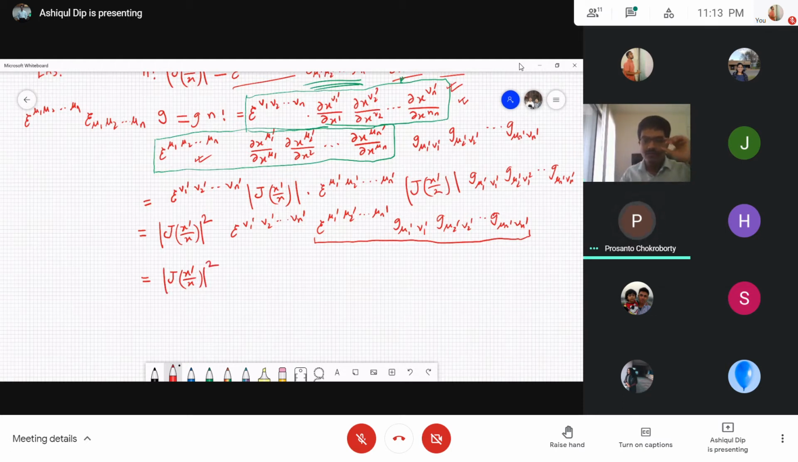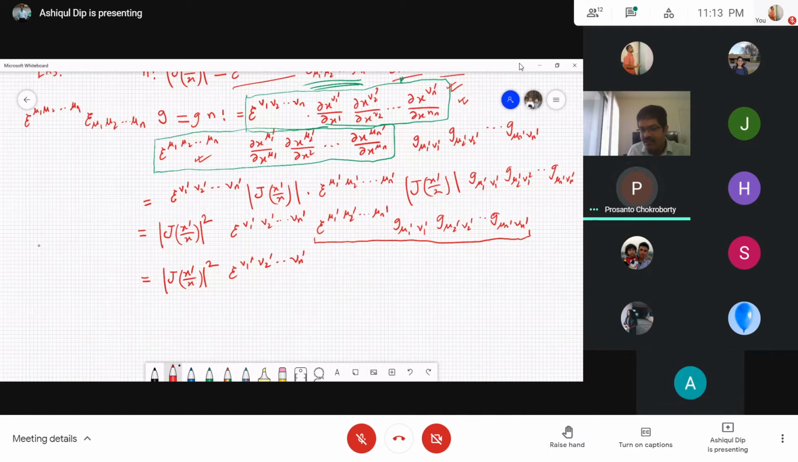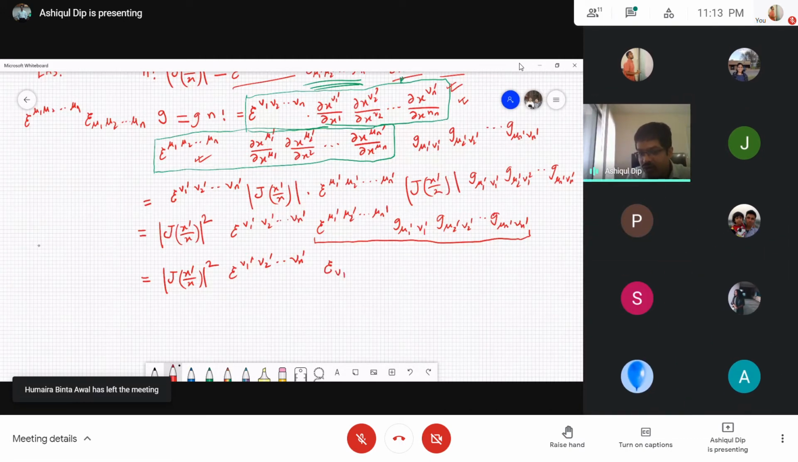G prime. So you have E nu1 nu2 up to nu n, then nu1 prime, nu2 prime, up to nu n prime, and then G prime. What else? It's E lower nu1 nu2 nu1 prime, nu2 prime up to nu n prime times G prime.